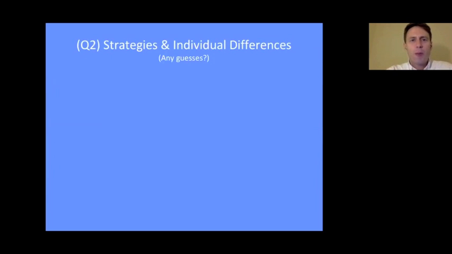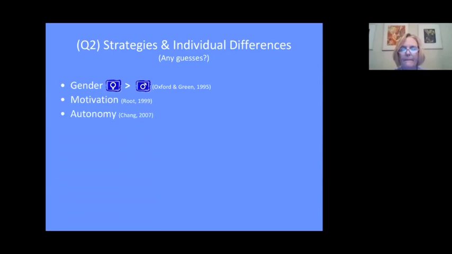The second big area of research within the strategies literature has to do with relationships between strategies and other individual differences or other learner background variables. And so we can go through these. Females tend to use more strategies than males. What do you think? Motivation related to strategies? And if so, how do you think? I mean, in other words, do you think that more motivated learners would use more or fewer strategies? I would say more. Yeah, probably more, and that's what the research generally says.